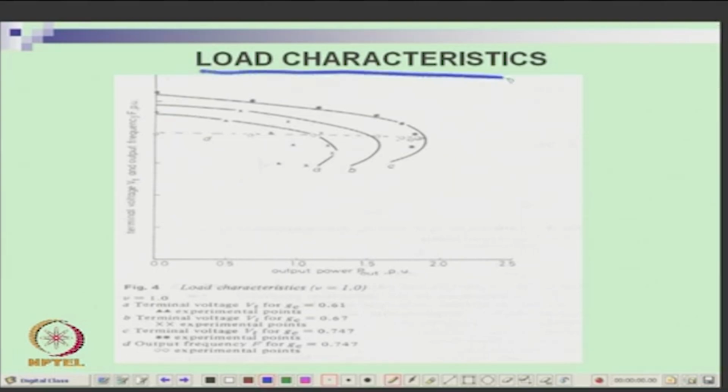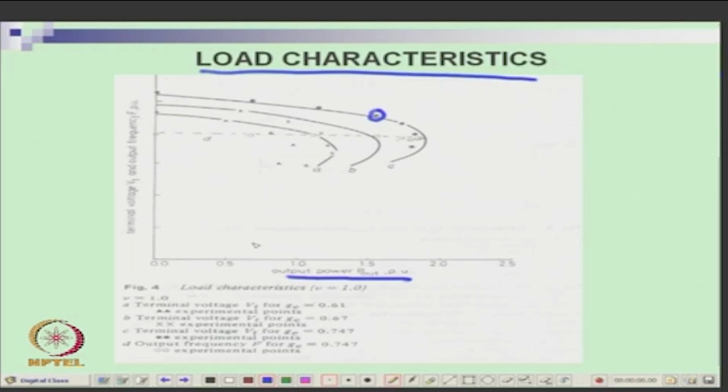Load characteristics means, as you load the machine, what do you expect? The voltage will come down. This is the voltage for different values of capacitors. You will see that experimental result points are close to the theoretical points. In any research, this is what they expect: your simulated result must be close to the experimental results. Only then will your paper be worth accepting in any international journal. It's like the proof of the pudding is in the eating. So, you must conduct experiments to show that your theory has worked.